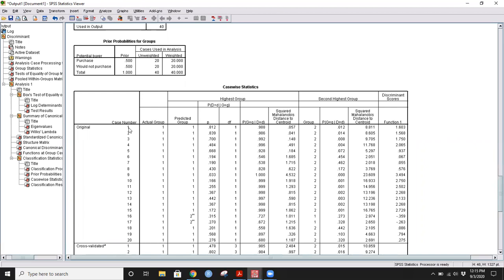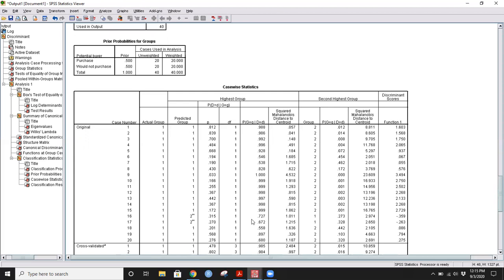Okay, so let's interpret it for a few cases. So for my customer 1, the discriminant score using the discriminant function came out to be 1.603, which is greater than 0. So that person is classified into group 1. This is the predicted group, and this is indeed equal to the actual group. So congratulations, we have successfully been able to match the first case accurately. Okay, so the actual group and the predicted group have come out to be the same.